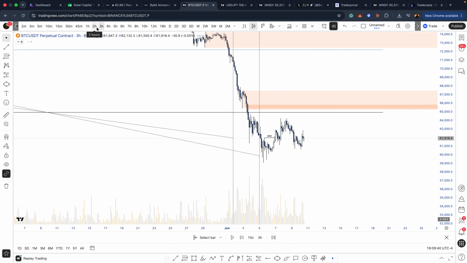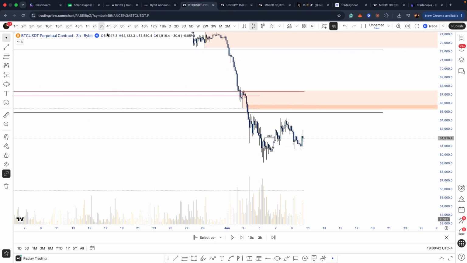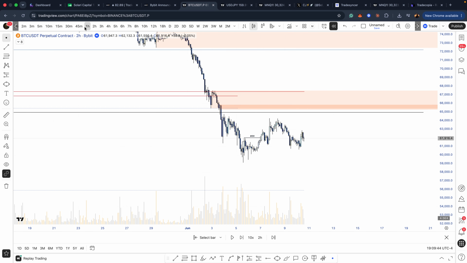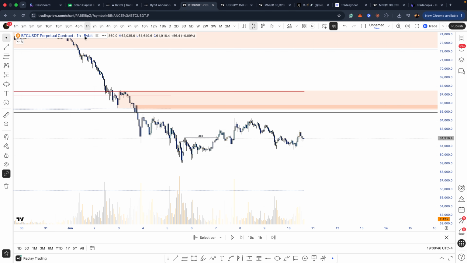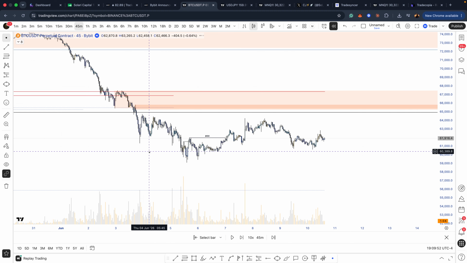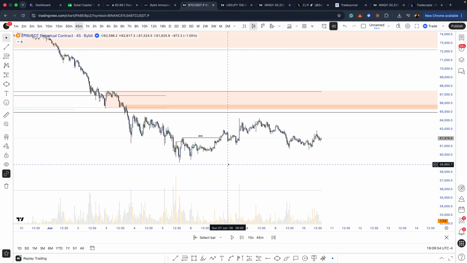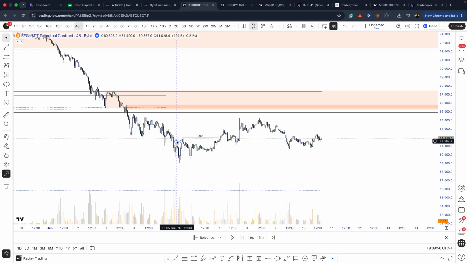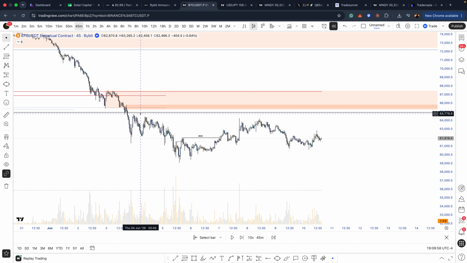So if we come down on our time frames here, you're going to see that we do get a market structure shift. Looks like on the 45-minute. You had some sort of model right here that ends up breaking structure right here, confirming a rotation up to this high.